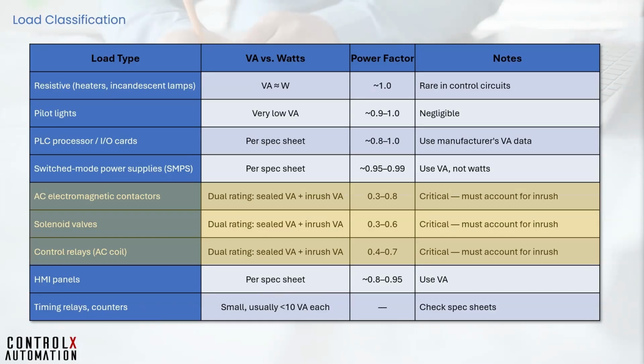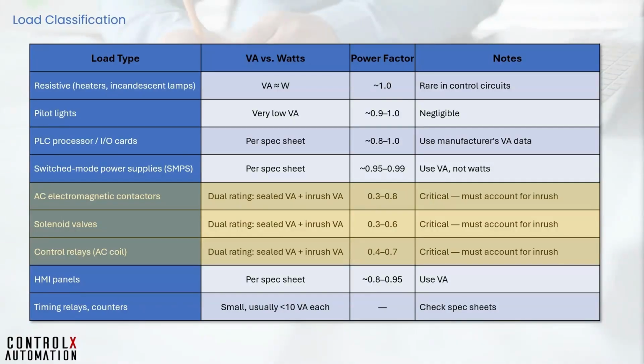One thing of importance to be noted is that electromagnetic switching devices have dual VA ratings. They have sealed VA and inrush VA ratings. Sealed VA is the steady state VA that a coil draws once it's energized and the magnetic circuit has fully established. Inrush VA is the initial surge VA that the coil draws the moment it's energized, before the magnetic field stabilizes, and it's often 5 to 10 times higher than the steady state rating. The inrush duration is quite small, typically 25 to 200 milliseconds, depending on the coil design and load.